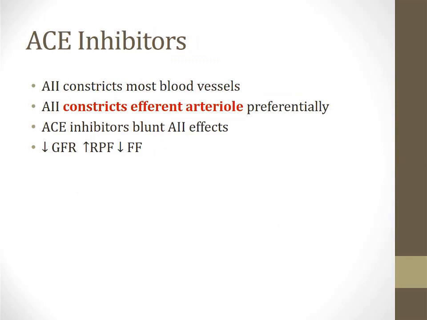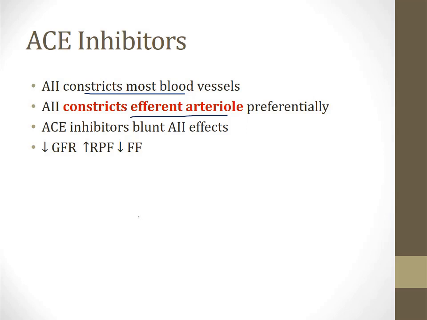ACE inhibitors also have important effects on renal physiology. ACE inhibitors are drugs used in hypertension and heart failure, and they block the synthesis of angiotensin II. And angiotensin II's normal role is to constrict most blood vessels in the body, but in particular, angiotensin II preferentially constricts the efferent arteriole. So if you give an ACE inhibitor, you will dilate the efferent arteriole.